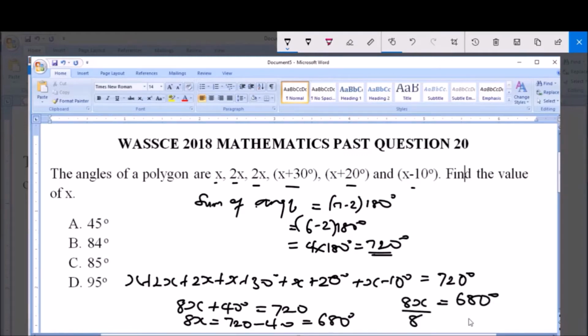Divide both sides by the coefficient of x, which is 8. 8 here will cancel 8, so we have x equals, now 680 divided by 8 is equal to 85 degrees. So the value of x is 85 degrees, and that is option C.